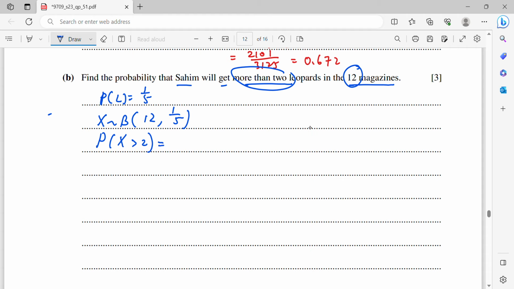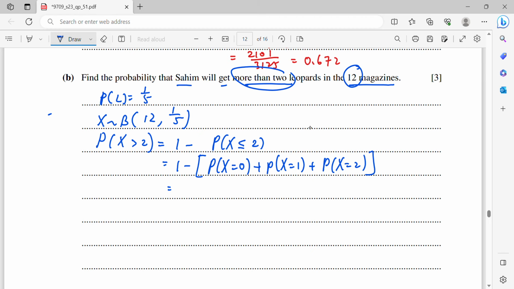So I will just use the complementation rule, which is 1 minus P(X less than or equal to 2). Okay, 1 minus P(X less than or equal to 2), because more than 2 means 3 onwards. So I minus the previous. That will be the same probability. So P(X less than or equal to 2) means it will be P(X equals 0) plus P(X equals 1) plus P(X equals 2).